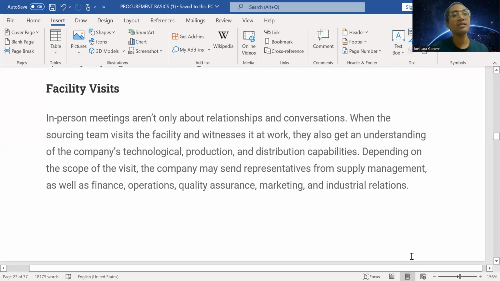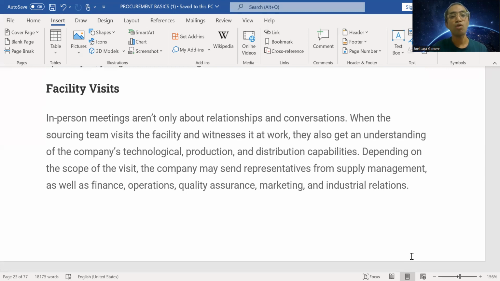Facility visits. In-person meetings aren't only about the relationship and conversations. When the sourcing team visits the facility and witnesses it at work, they also get an understanding of the company's technological, production and distribution capabilities. Depending on the scope of the visit, the company may send representatives from supply management, as well as finance, operations, quality assurance, marketing, and industrial relations.